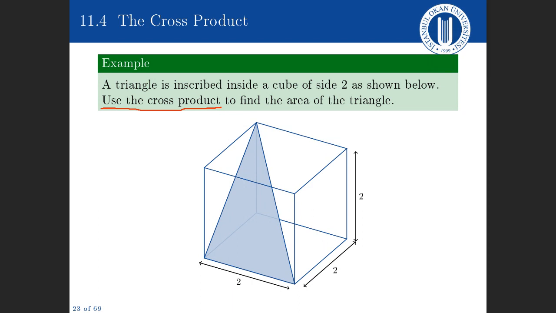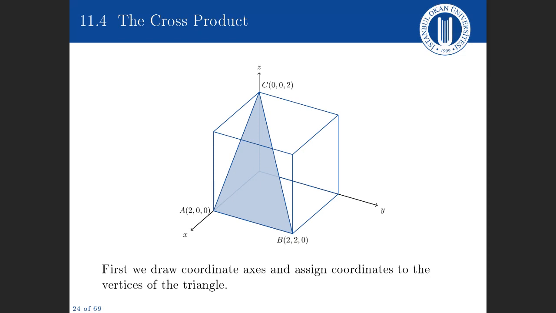So how do we do this? We know that the area of a triangle is a half u cross v if we know 2 vectors. But how do we get 2 vectors from here? The first thing to do is to draw some coordinate axes and assign coordinates to the vertices of the triangle. We could put the origin anywhere we want. It doesn't matter where we put it. I choose to put the origin of our coordinate system on the back corner of the cube. But you don't have to do that. You could put the origin anywhere you want.